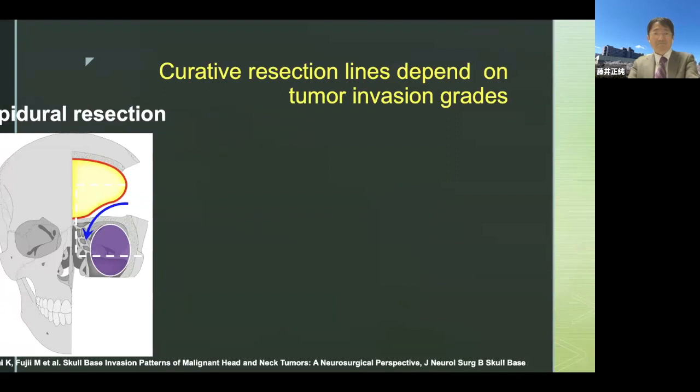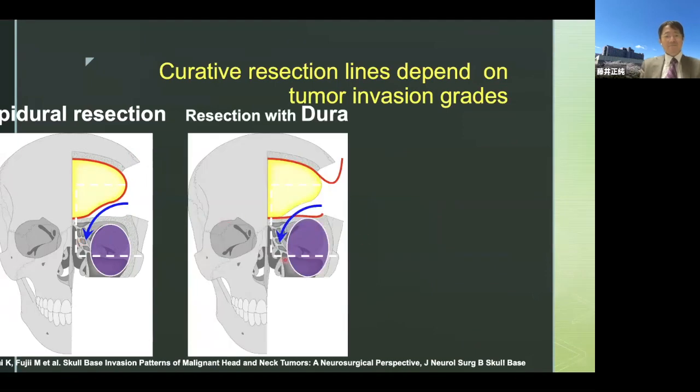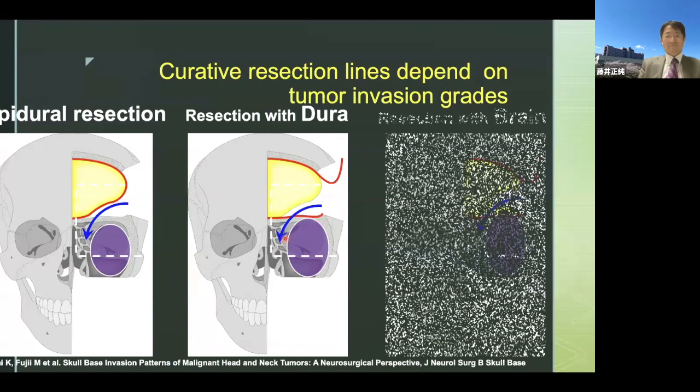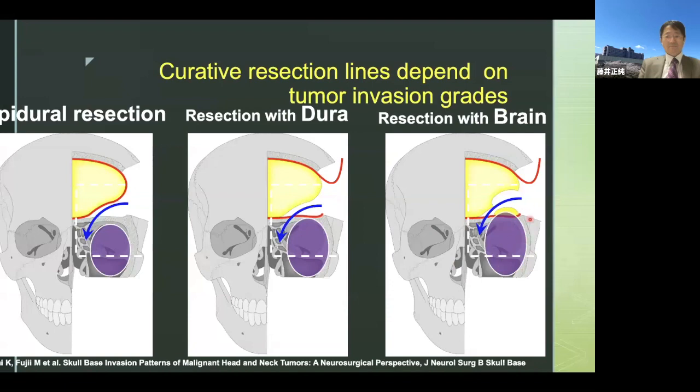And I'm going to talk about curative resection lines. This resection line depends on the tumor invasion grade. The simple one is not invaded into the intracranial space. It just touches the skull base bone outside. And then you can do epidural resection like this. And if the bone is eroded, that means the tumor invaded into the skull base bone itself, or maybe is attached to the dura, you will have to remove the dura also. So resection with dura is necessary. And the third one, the tumor invaded into the intracranial space beyond the dura mater, and then you have to resect the tumor with brain.